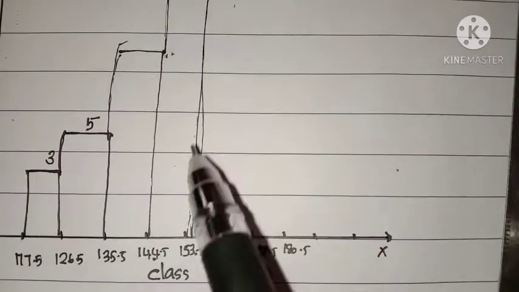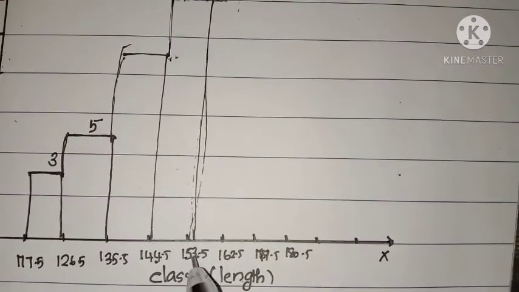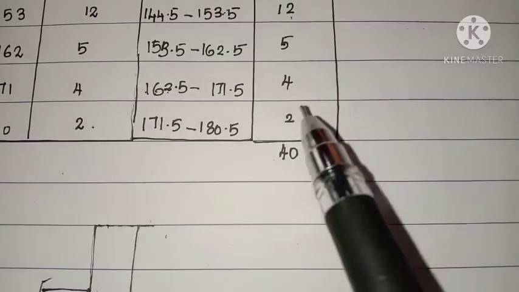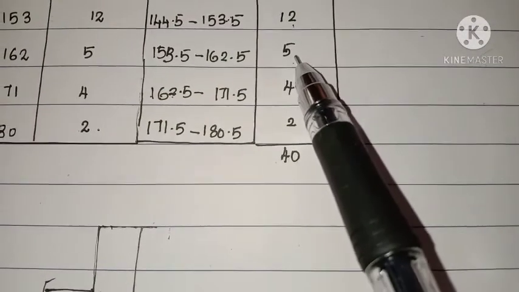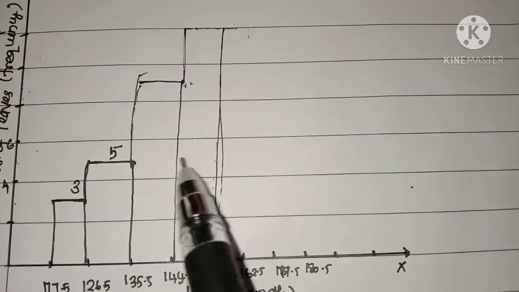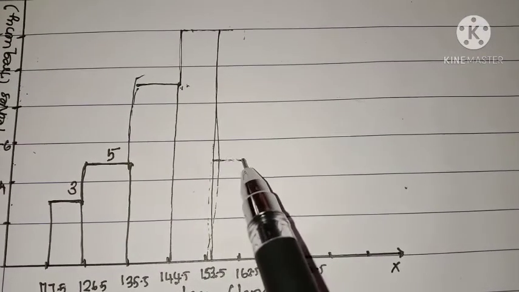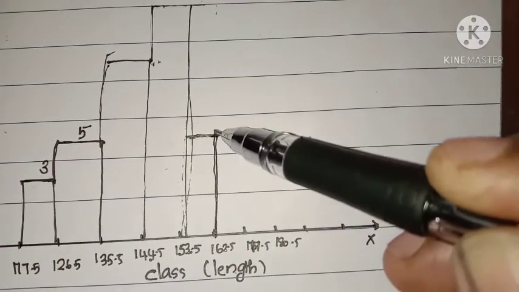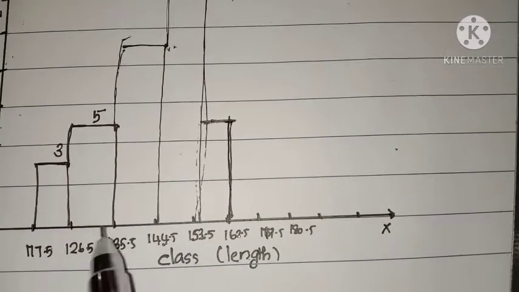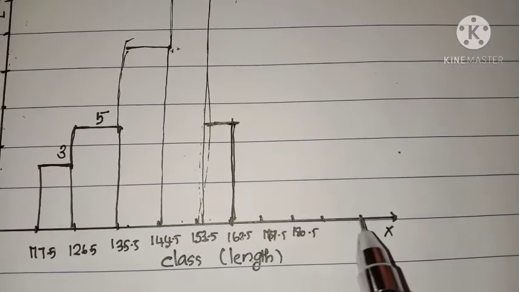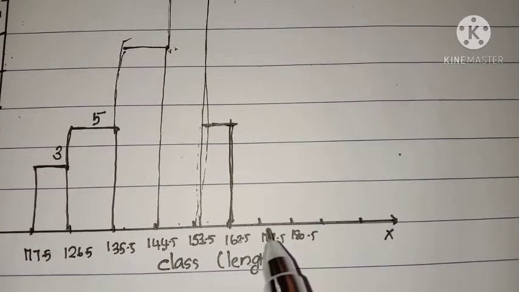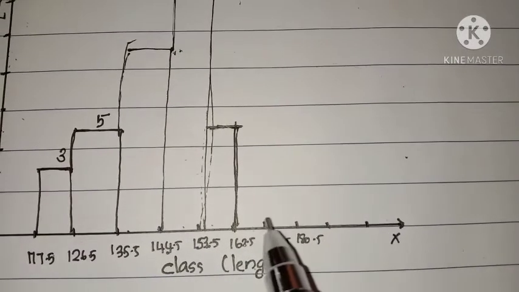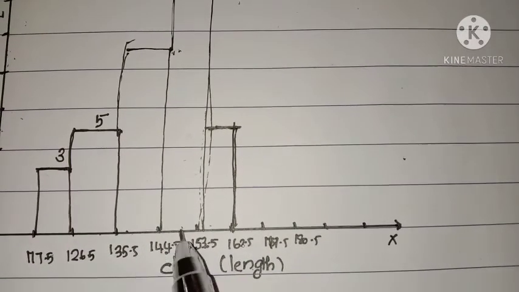Now next class is 153.5 to 162.5. Its frequency is 5. So 5 is this height. So draw the next rectangle. Here you can consider equal space, equal distance using a scale. I simply draw the figure here. So using a scale and pencil you have to take the correct measurement.